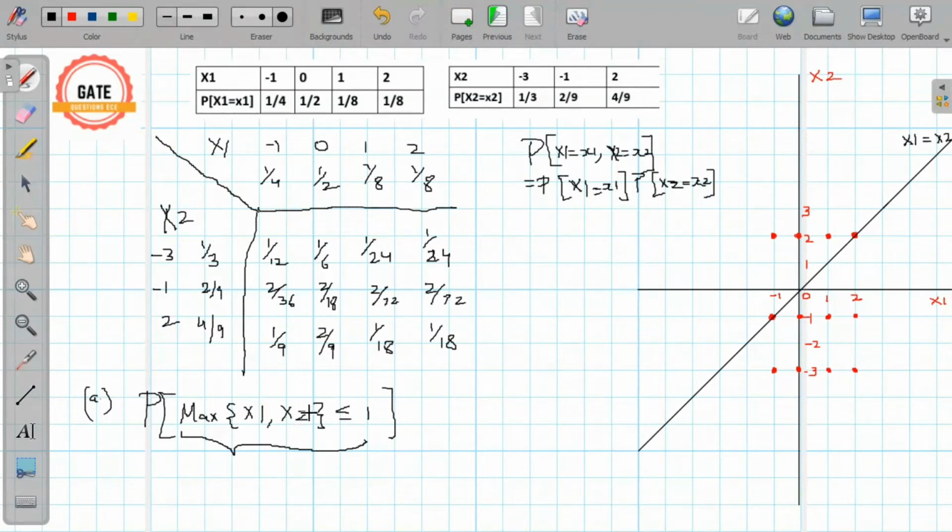Now this inequality consists of two conditions. First is where maximum of x1 comma x2 is exactly equal to 1, and next is when maximum of x1 comma x2 is strictly less than 1. So let's see what is the region in the x1 x2 plane for which this condition is satisfied.